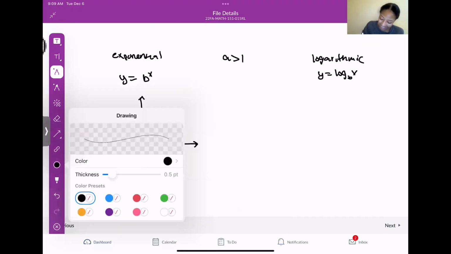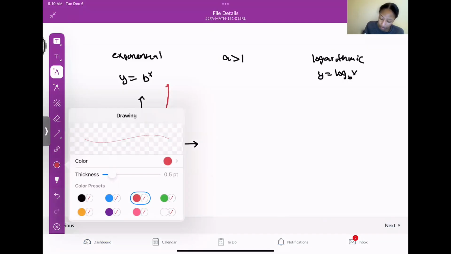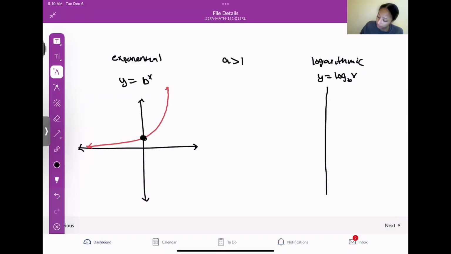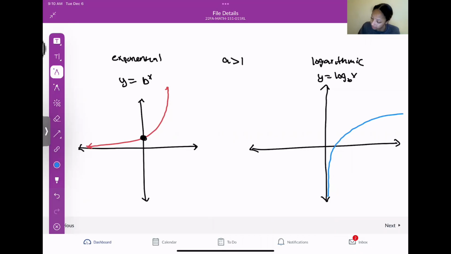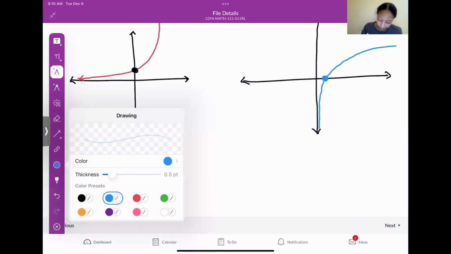All right. For the exponential one, we know that we have an exponential growth here. The graph looks like this. Our y-intercept is here. Cool. For the logarithmic function, it's basically the reflection of this graph over the line x equals y. So our graph will look like this. And we have an x-intercept here. Okay, so let's go through the things.